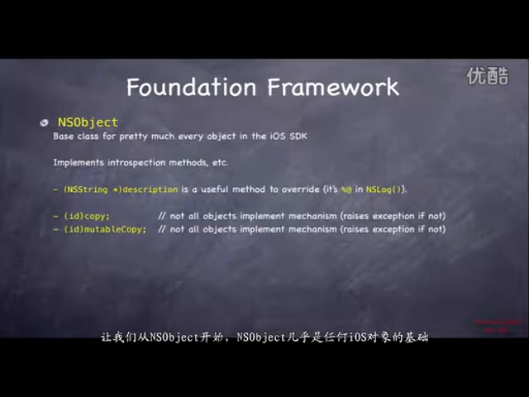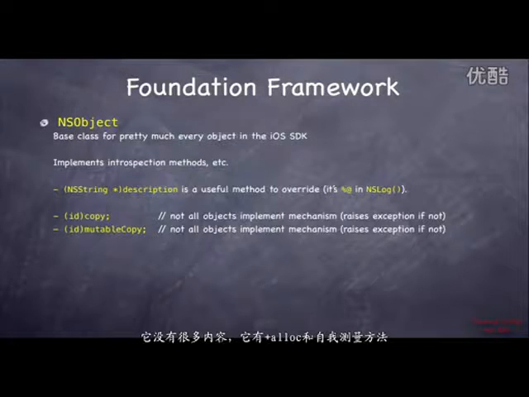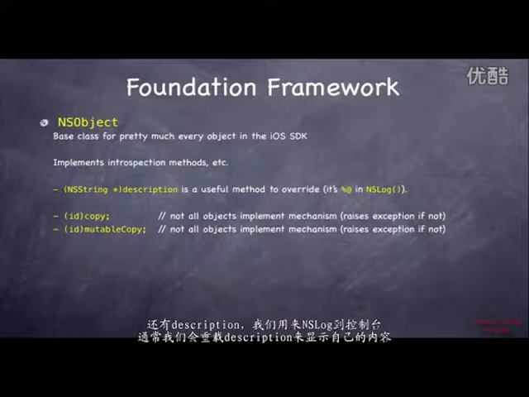Let's start with NSObject. NSObject is the base class for pretty much every class you'll ever use or create in iOS. It doesn't have a lot in there. It has +alloc, of course, that class method that allocates space for it. It has all those introspection methods, respondsToSelector and isKindOfClass. It has description, which we used to create the description of an object so we could NSLog it to the console, for example. And usually classes override description to provide a nice description of themselves.